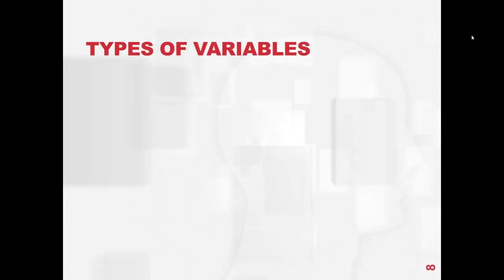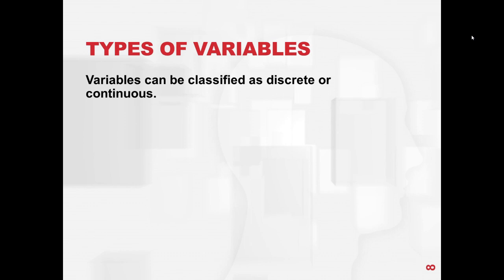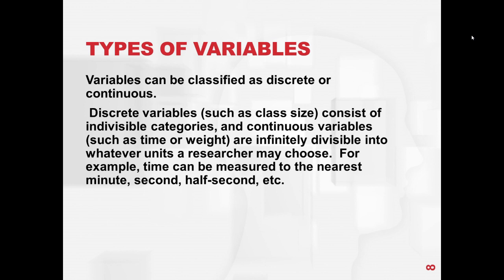So what are the types of variables? Variables can be classified as discrete or continuous. Discrete variables, such as class size, consist of indivisible categories, and continuous variables, such as time or weight, are infinitely divisible into whatever units a researcher may choose. For example, time can be measured to the nearest minute, second, half second, and so on.